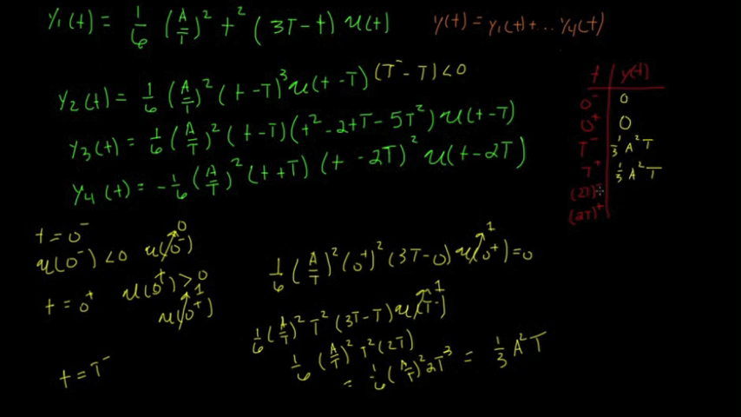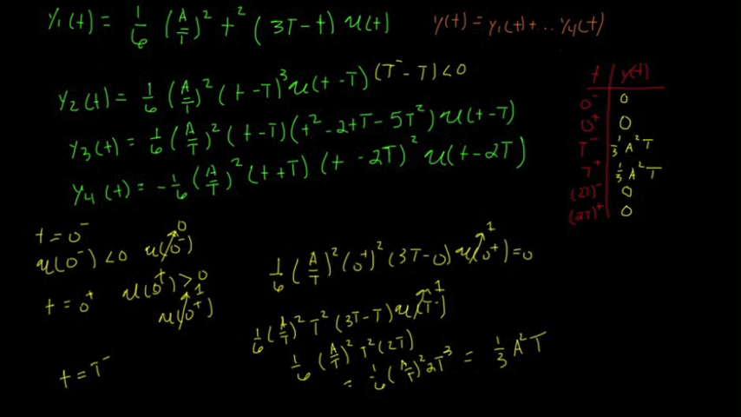And at 2t minus, y1, y2, and y3 would be on, but y4 would be off. But if we were to actually evaluate, we would get 0. And then at 2t plus, all 4 of these subfunctions would be on, and we would still get 0.